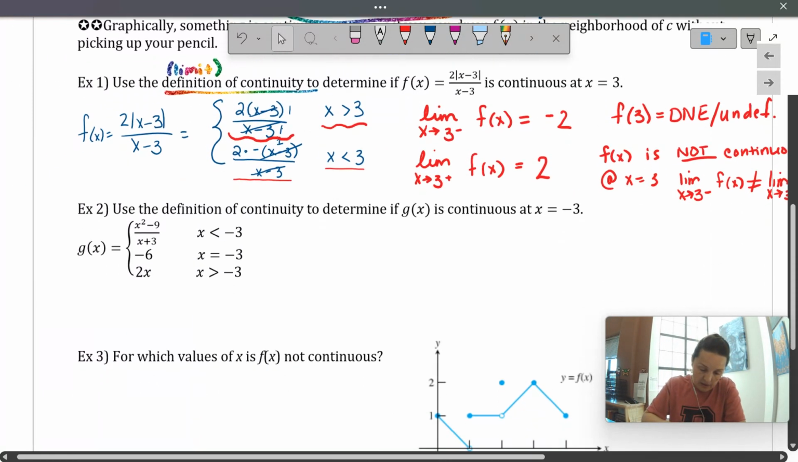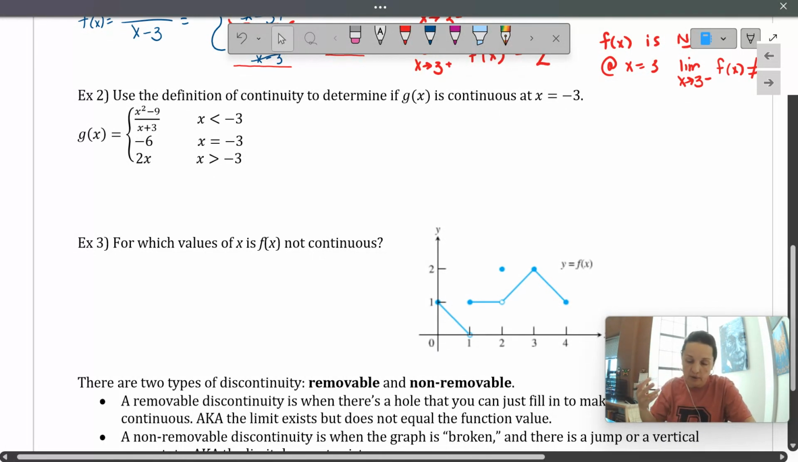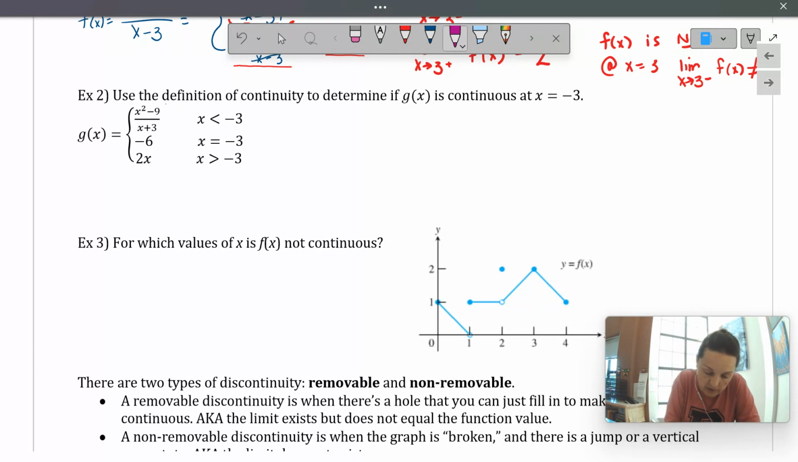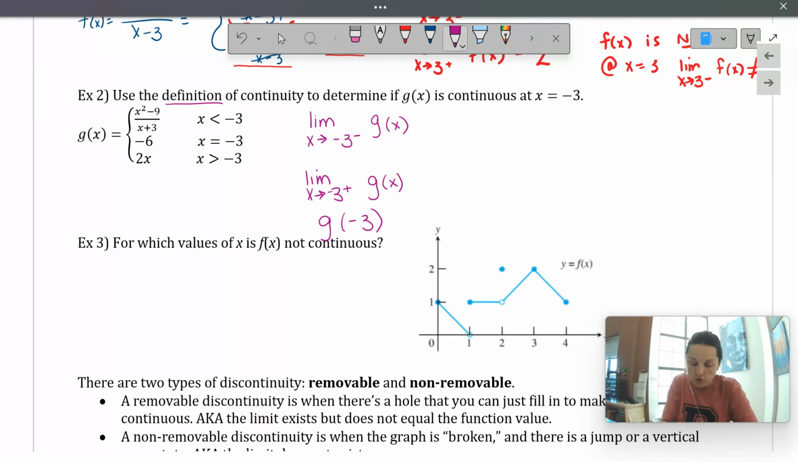All right. Example 2 says, use the definition of continuity to determine if g of x is continuous at negative 3. Okay, fine. Well, definition of continuity, around negative 3, the limit as x approaches negative 3 from the left needs to be compared to the limit as x approaches negative 3 from the right, needs to be compared to g of negative 3. If I want to define continuity, and I don't have a graph, so I can't look at it or anything, I got to test these out.